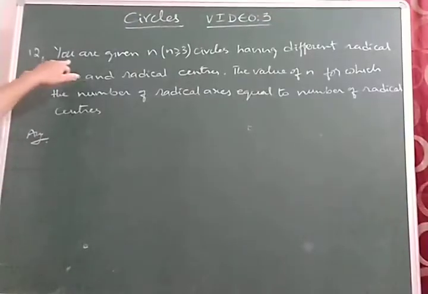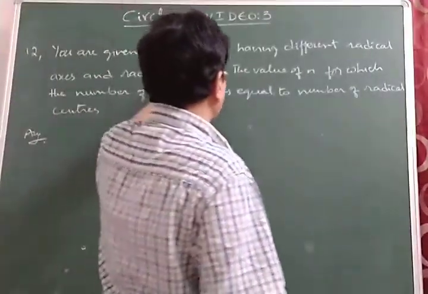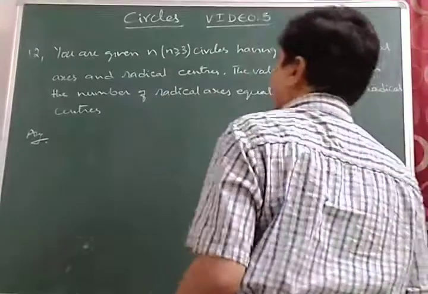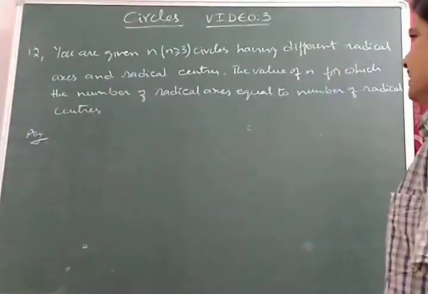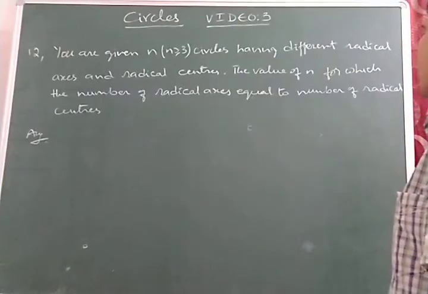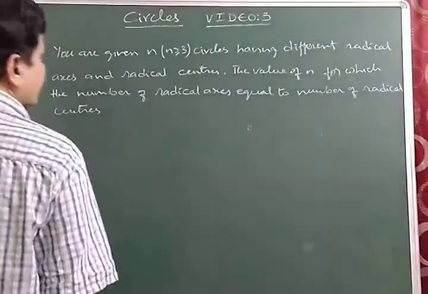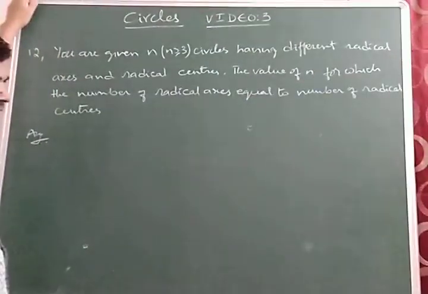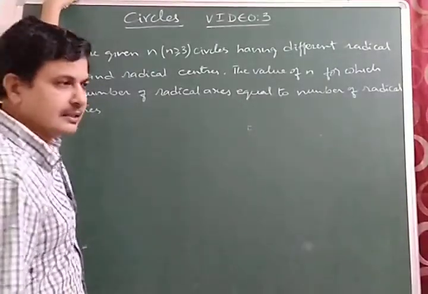Question number 12. You are given n circles, where n is greater than or equal to 3, having different radical axes and radical centers. The value of n for which the number of radical axes equals the number of radical centers. For a radical axis, we take 2 circles. At least 2 circles we need to get a radical axis. And for a radical center, we take at least 3 circles.